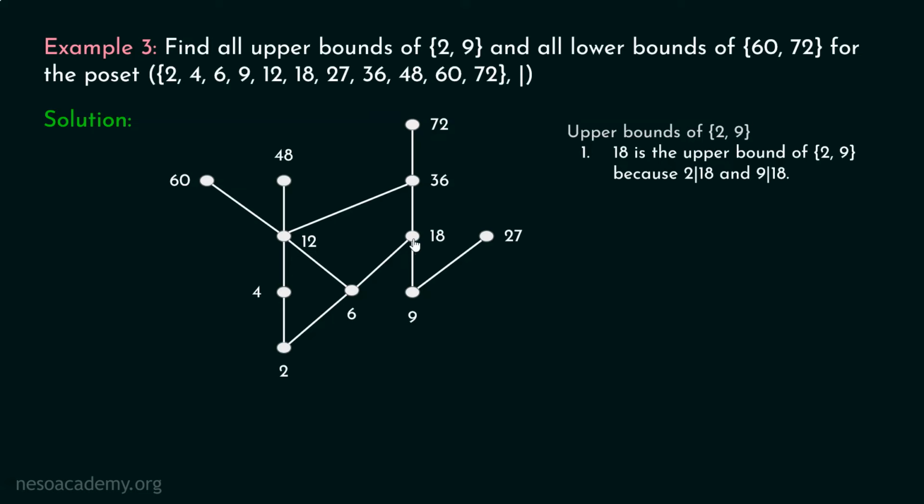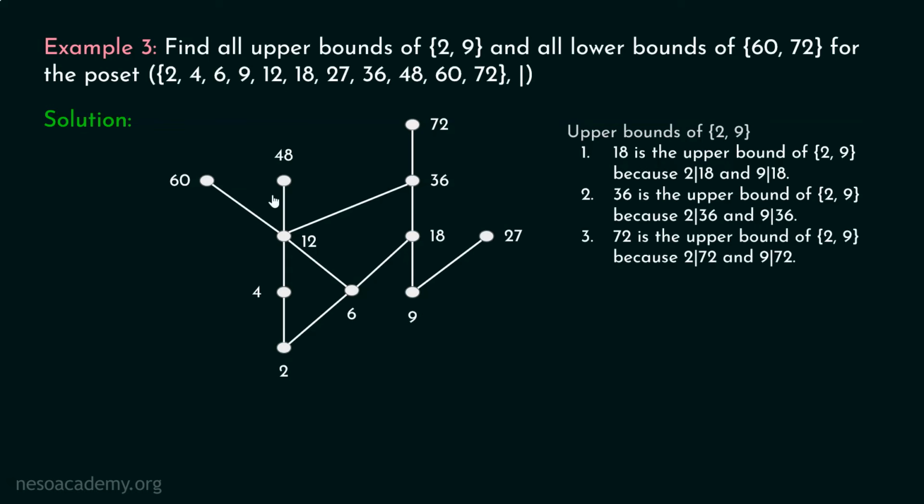If you see this diagram carefully, then 36 is also a common point between 2 and 9, right? 2 divides 36 and 9 also divides 36. Therefore, 36 is the upper bound of 2, 9. Also, 72 is an upper bound of 2 and 9 because 2 divides 72 and 9 also divides 72. And you can check the rest of the elements.